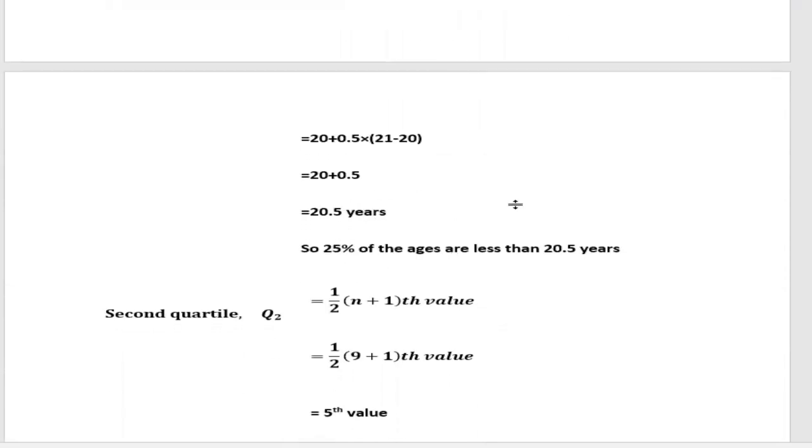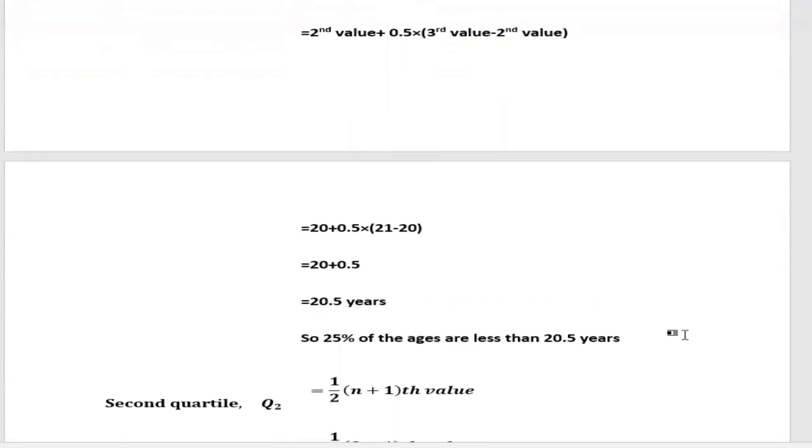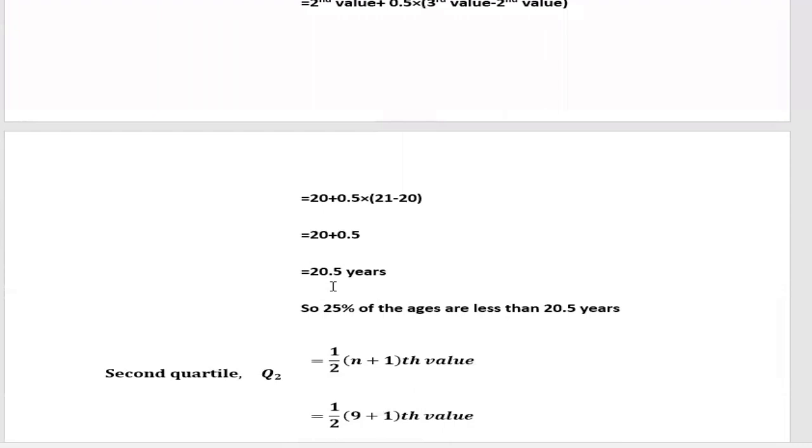And what is the comment? We learned already that 25% of ages are less than 20.5 years. So this is the first quartile. That is, 25% of the ages out of 9 ages will be less than 20.5 years.